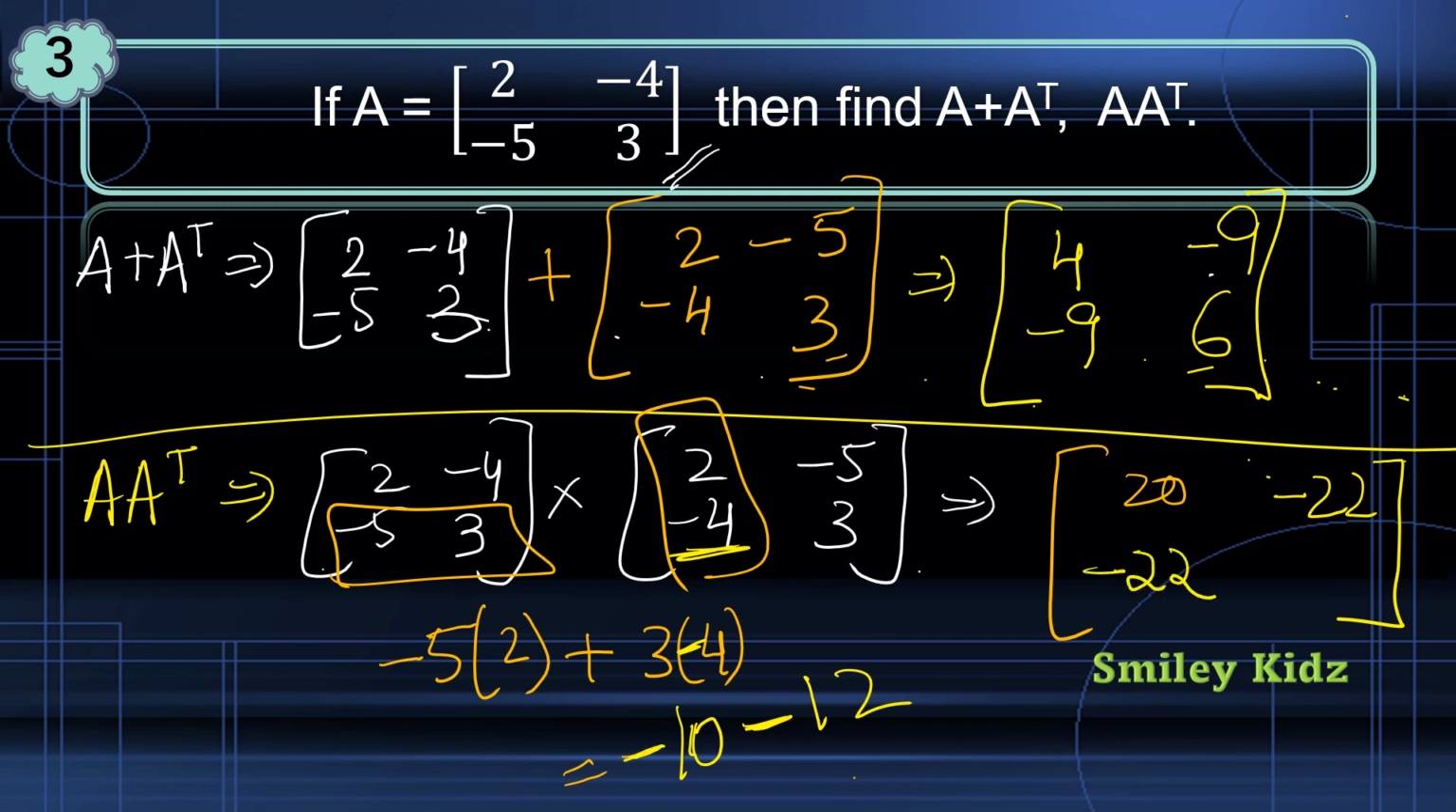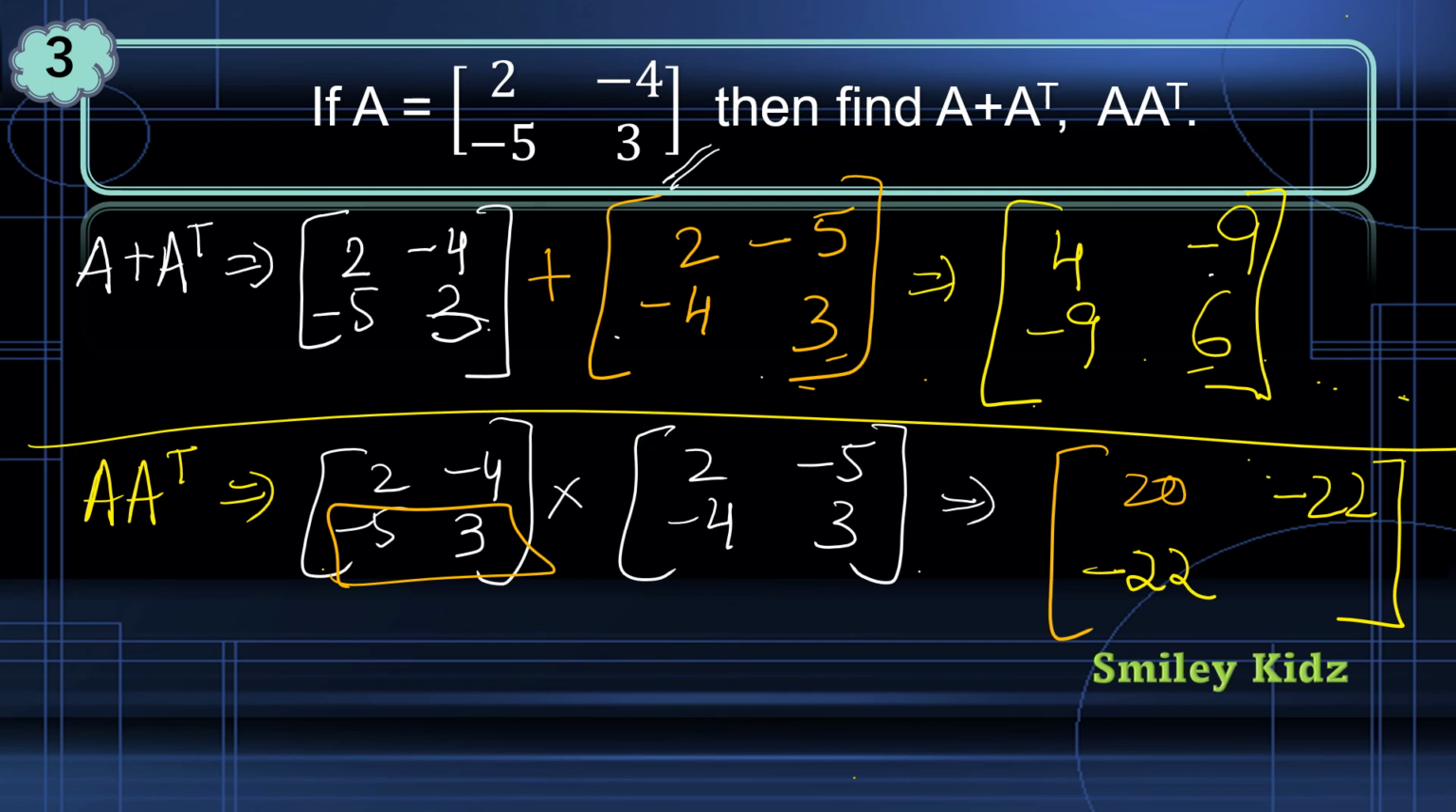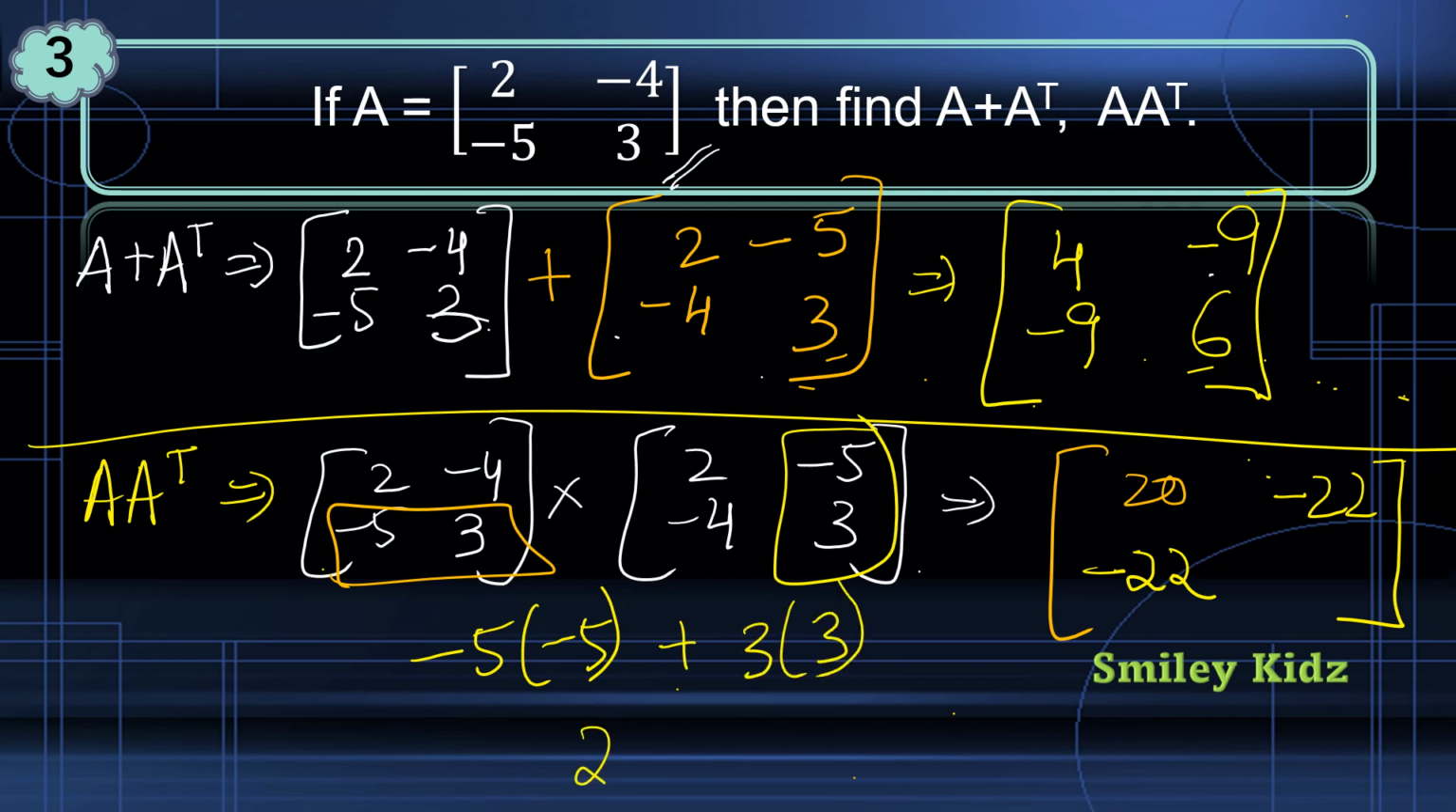Fine. Let me take the second column right now. That is going to be minus 5 into minus 5 plus 3 into 3. What is this? 25 plus 9. That is 36. So here I'm going to have 36. Wait, this is going to be 34, isn't it? So this is 34. So here we're going to have 34. So what is it that we found out here? It is A into A transpose.